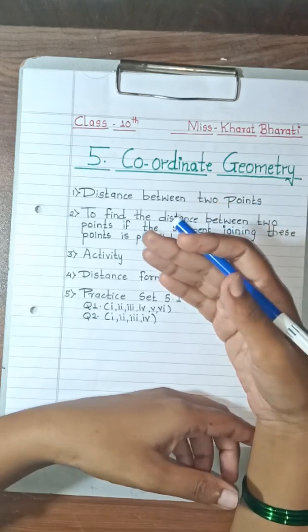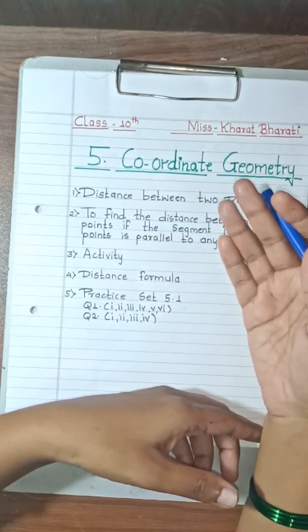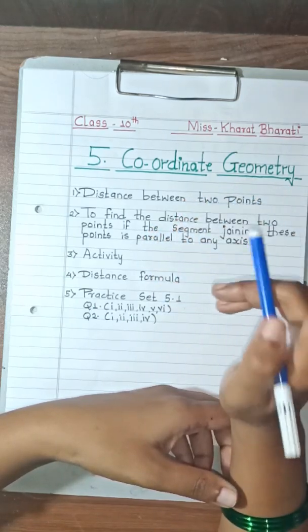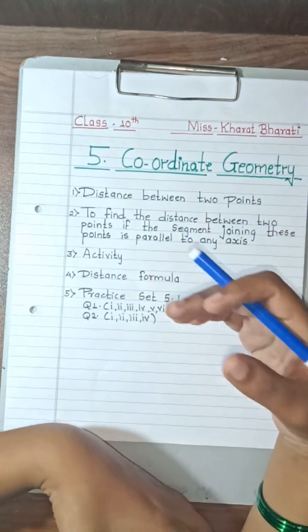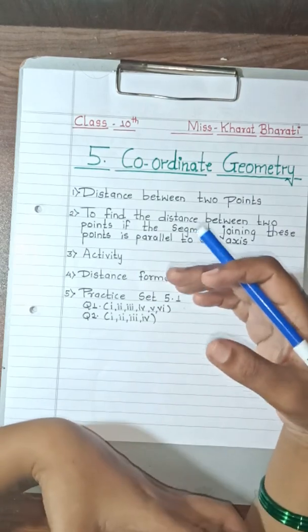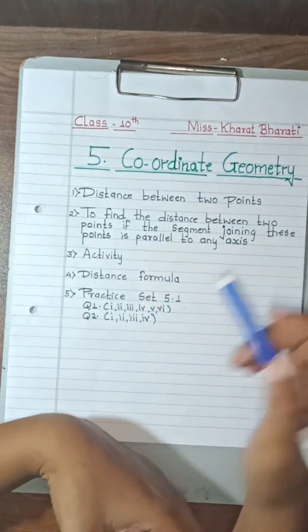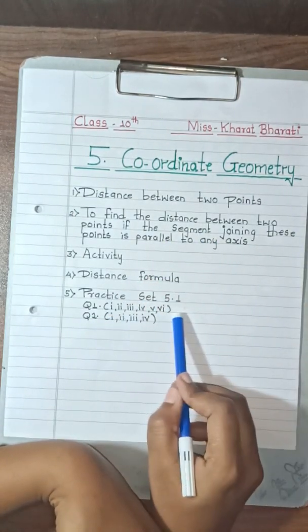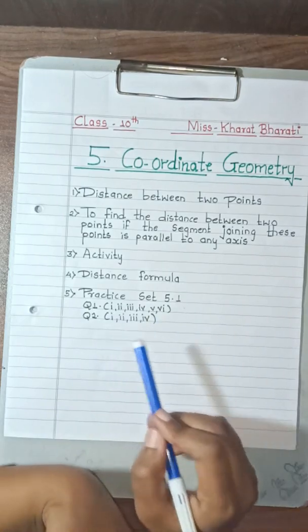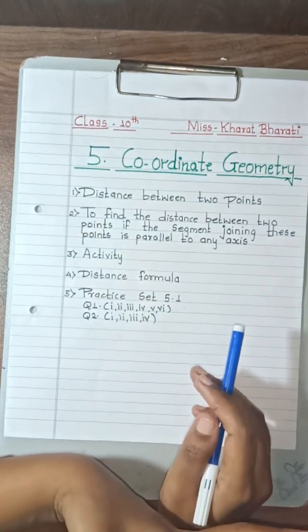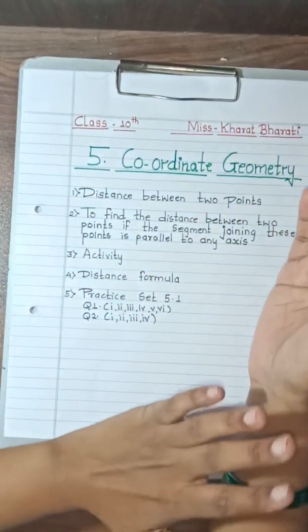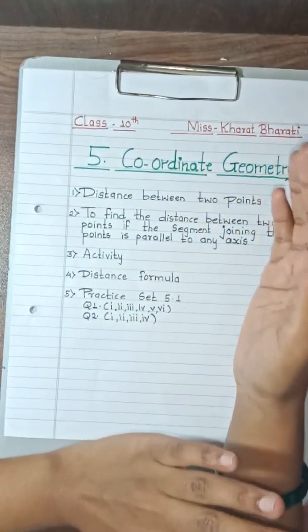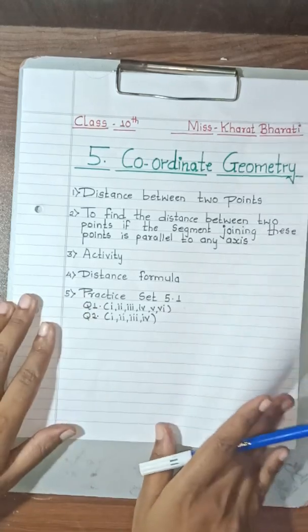Then we are going to start with practice set 5.1, in which you are going to study question number 1 and question number 2. These two questions will be the only ones covered in today's session, as they have many sub questions. Question number 1 has 6 sub questions and question number 2 has 4 sub questions. So without wasting time, let us start with the basics related to practice set 5.1, with the first one, that is distance between 2 points.